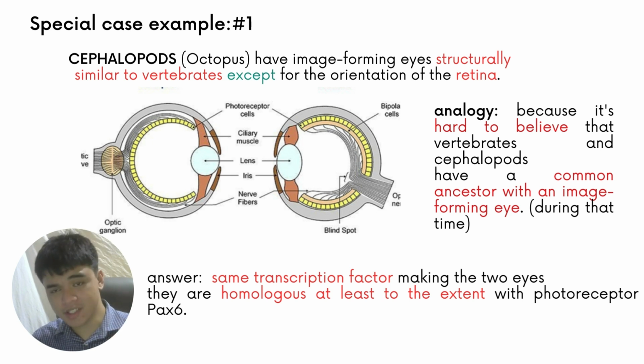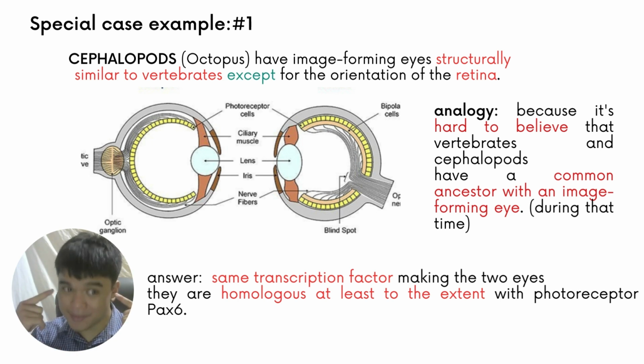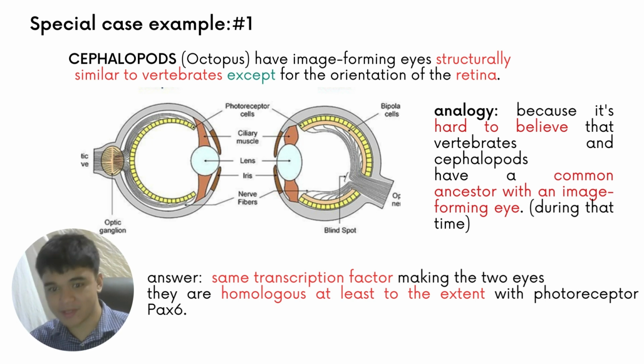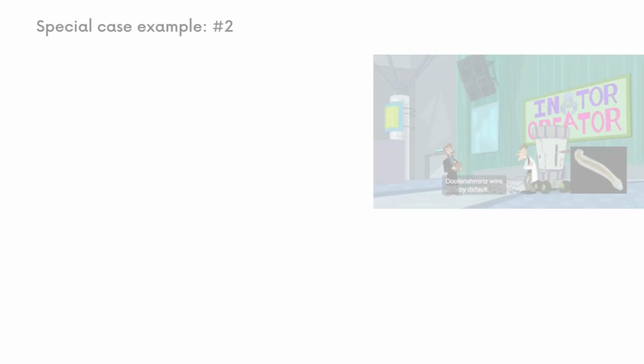It's analogous because it's hard to believe that such an animal that diverged many trees ago somehow had the same idea of the eye, which is very hard to believe. But the answer for this is apparently, because of the transcription factors, we have homologous, at least to some extent, PAX genes, which is eyes.